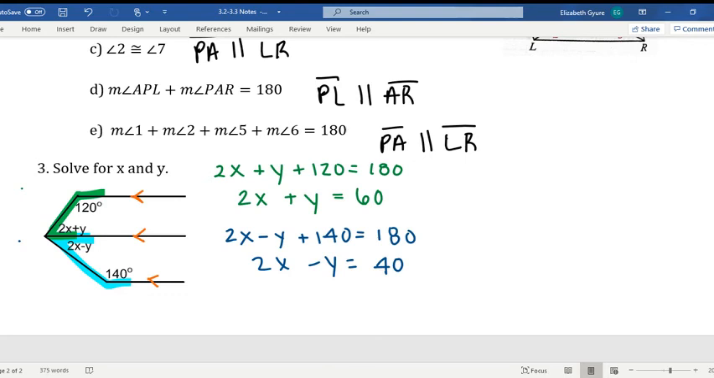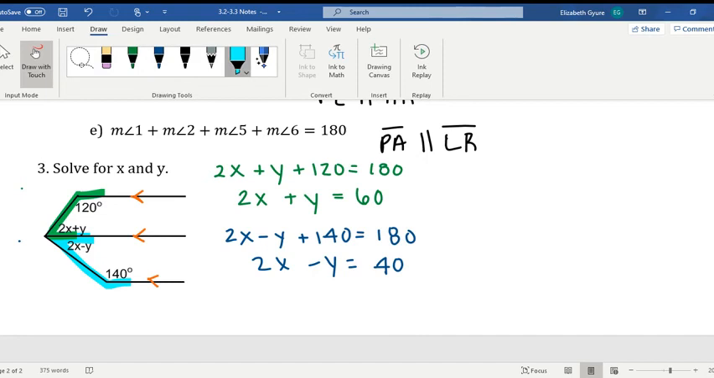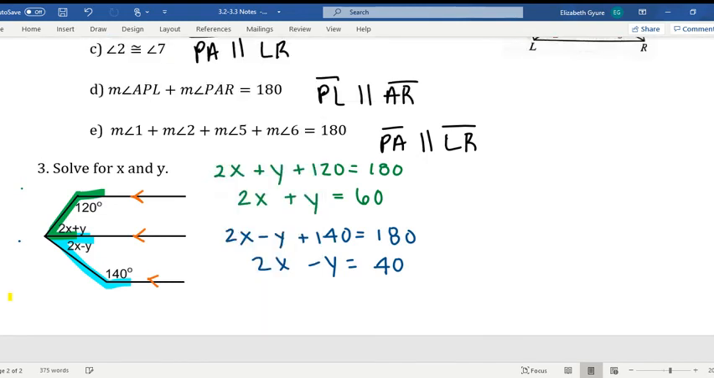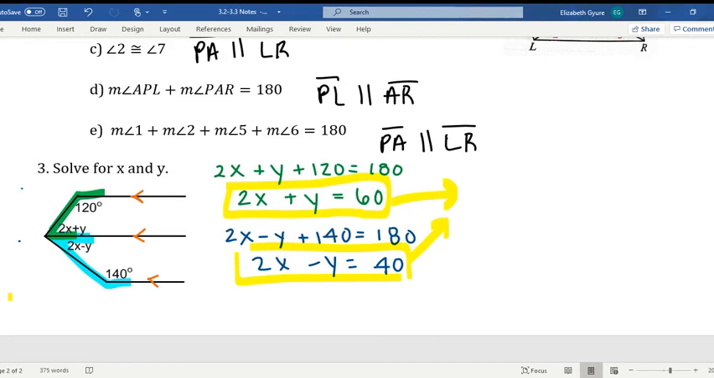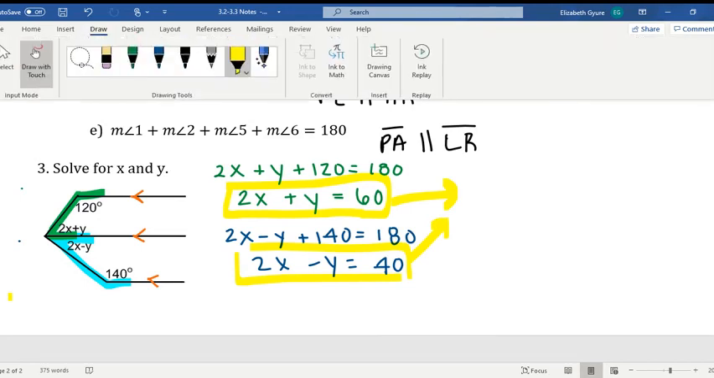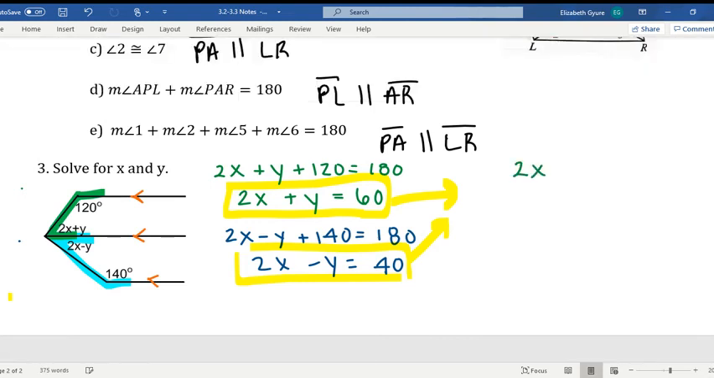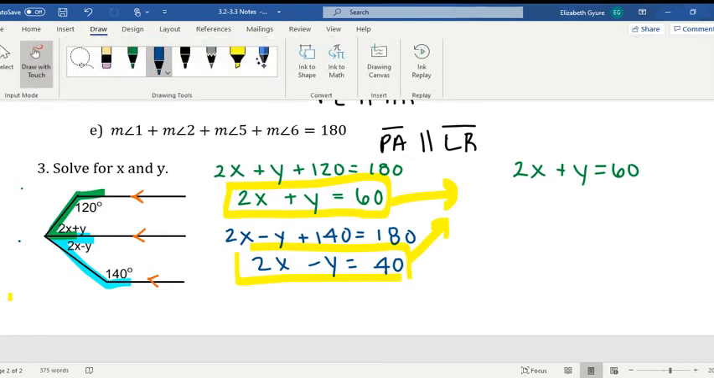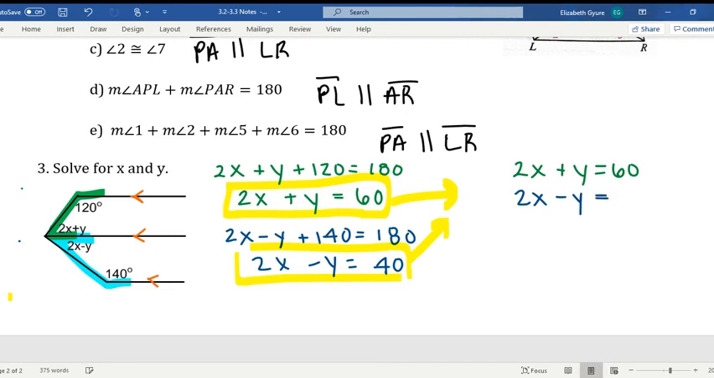Now, when you solve a system of equations, you can either solve them by substitution or elimination. Hopefully that sounds familiar. These are set up to solve by elimination. That's probably the most convenient way. So what you do with these is you take your two equations, and we are going to rewrite them one stacked on top of another so that we can do our elimination in order to solve. So let's rewrite this. We're going to have 2x plus y equals 60. And then we're going to have 2x minus y equals 40.